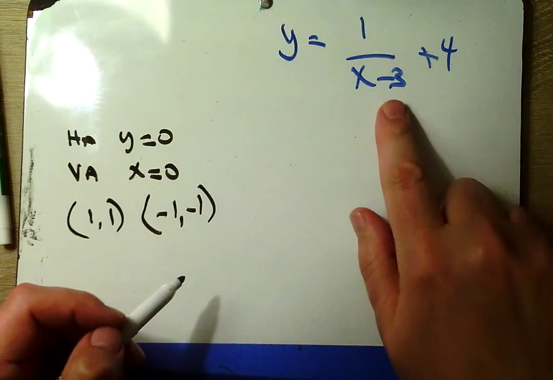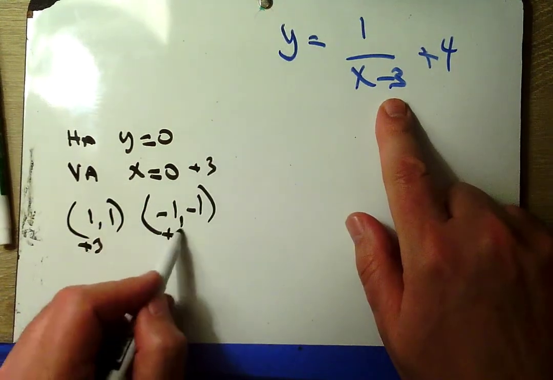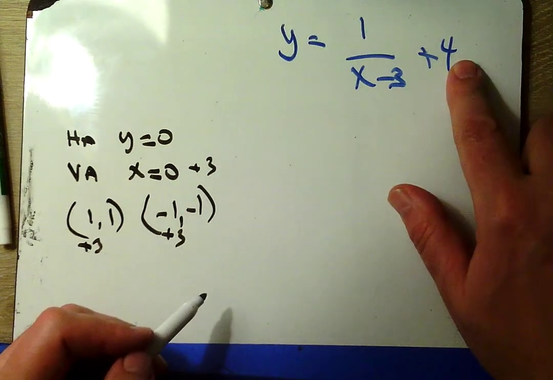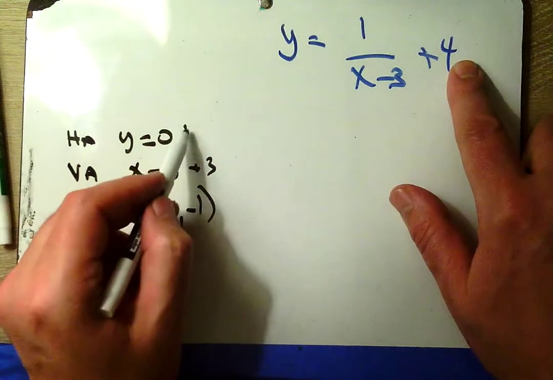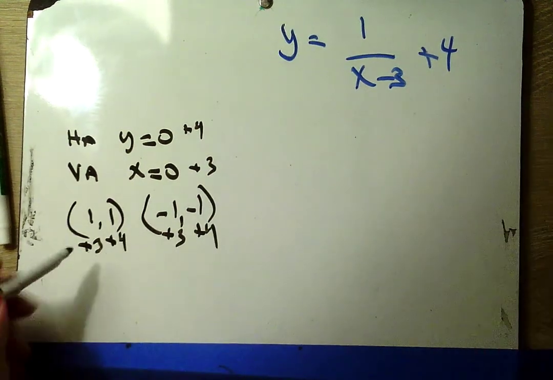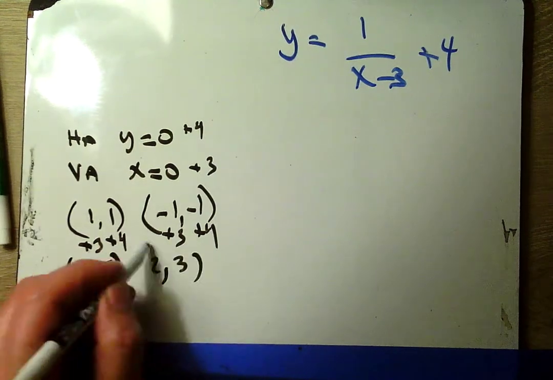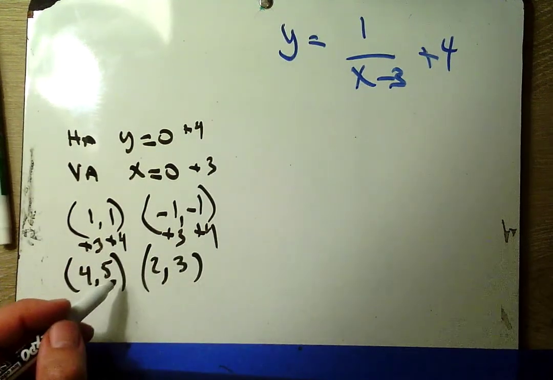So we want to add 3 to all the x's. So plus 3, plus 3, plus 3. And over here, we want to add 4 to all the y's. Plus 4, plus 4, plus 4. And so now we have 4, 5, and 2, 3 as the points on our graph.